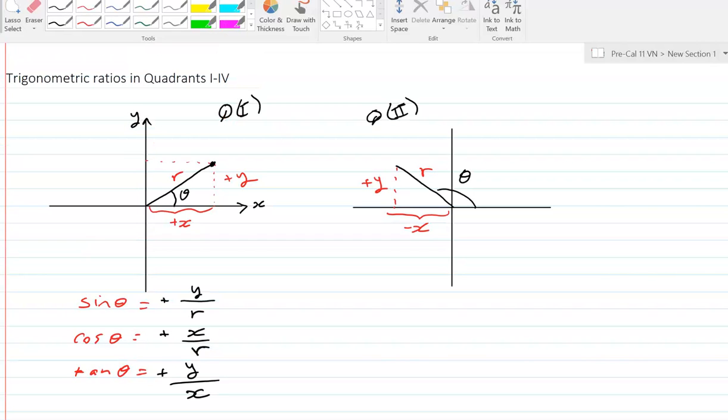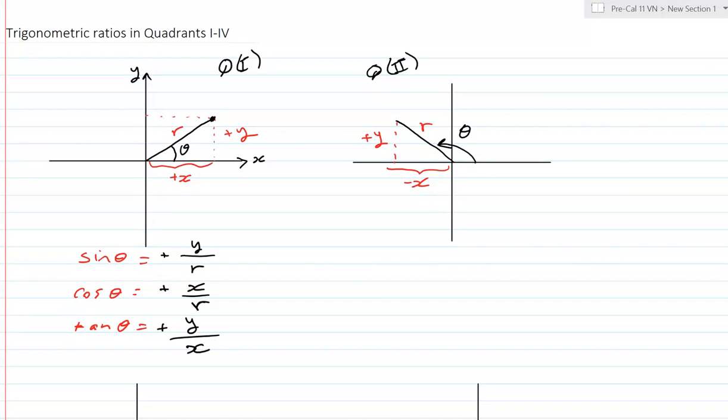Okay, when you write all the ratios for quadrant 1, you get positive y over r for sine, and then cosine will be x over r, and then tangent will be y over x. Notice that they're all positive ratios. Let's go to quadrant 2. The standard position angle is theta, and based on that we are going to again go through the sine and cosine and tangent and write the ratios for each one, but this time in quadrant 2.